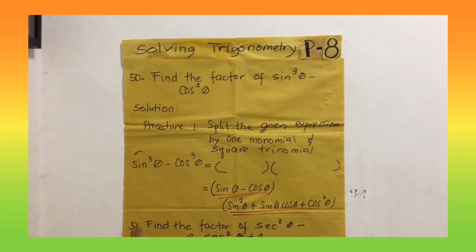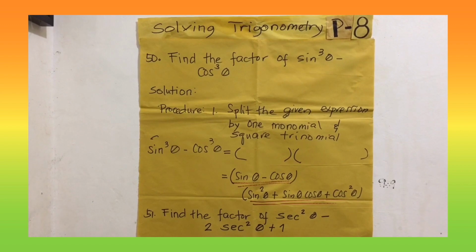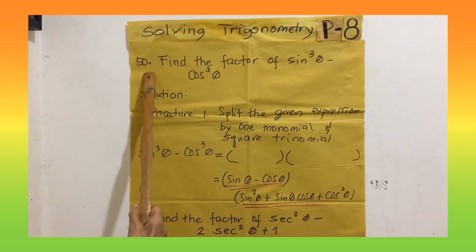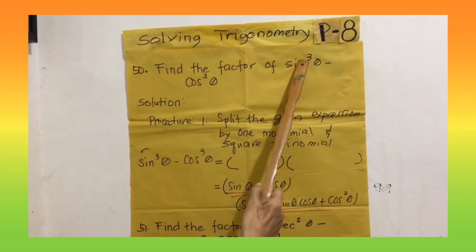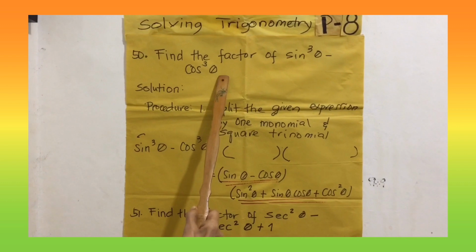Okay guys, today we're going to solve trigonometry part 8 and we are now in question number 50. Find the factor of sine cube theta minus cosine cube theta.